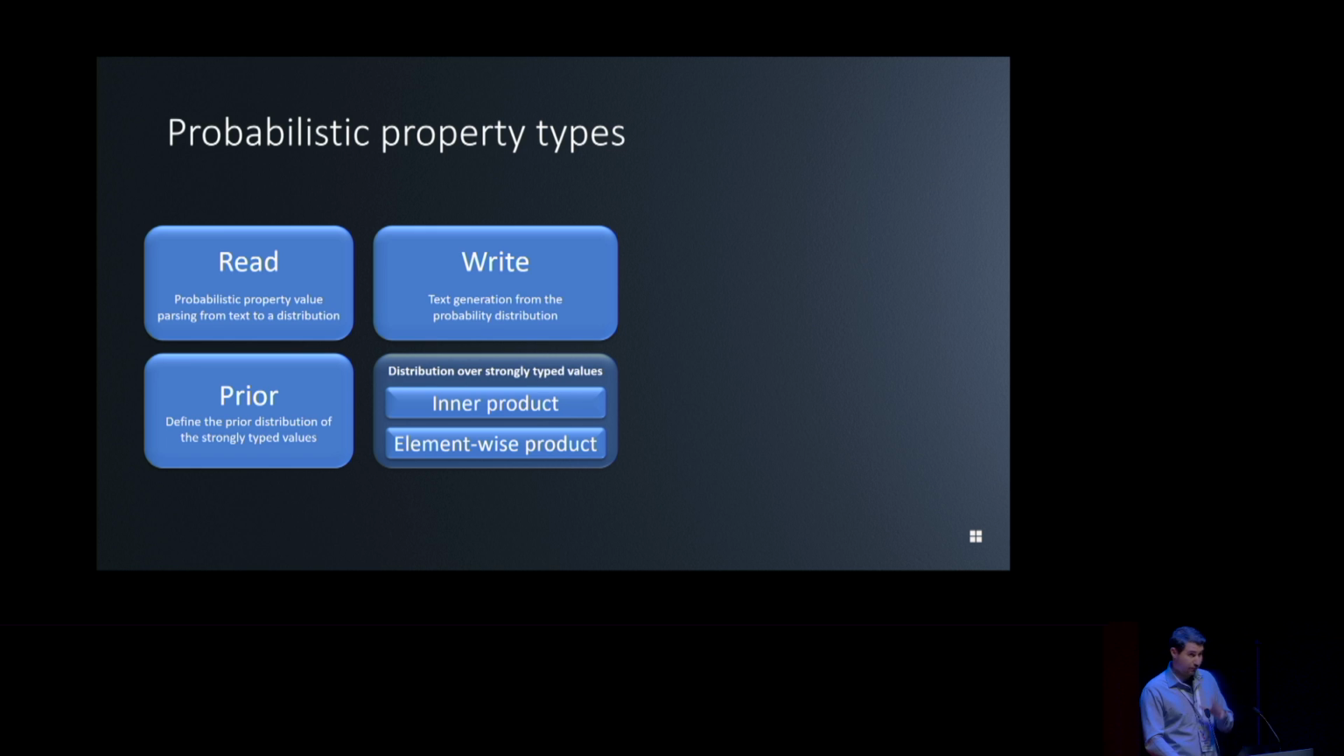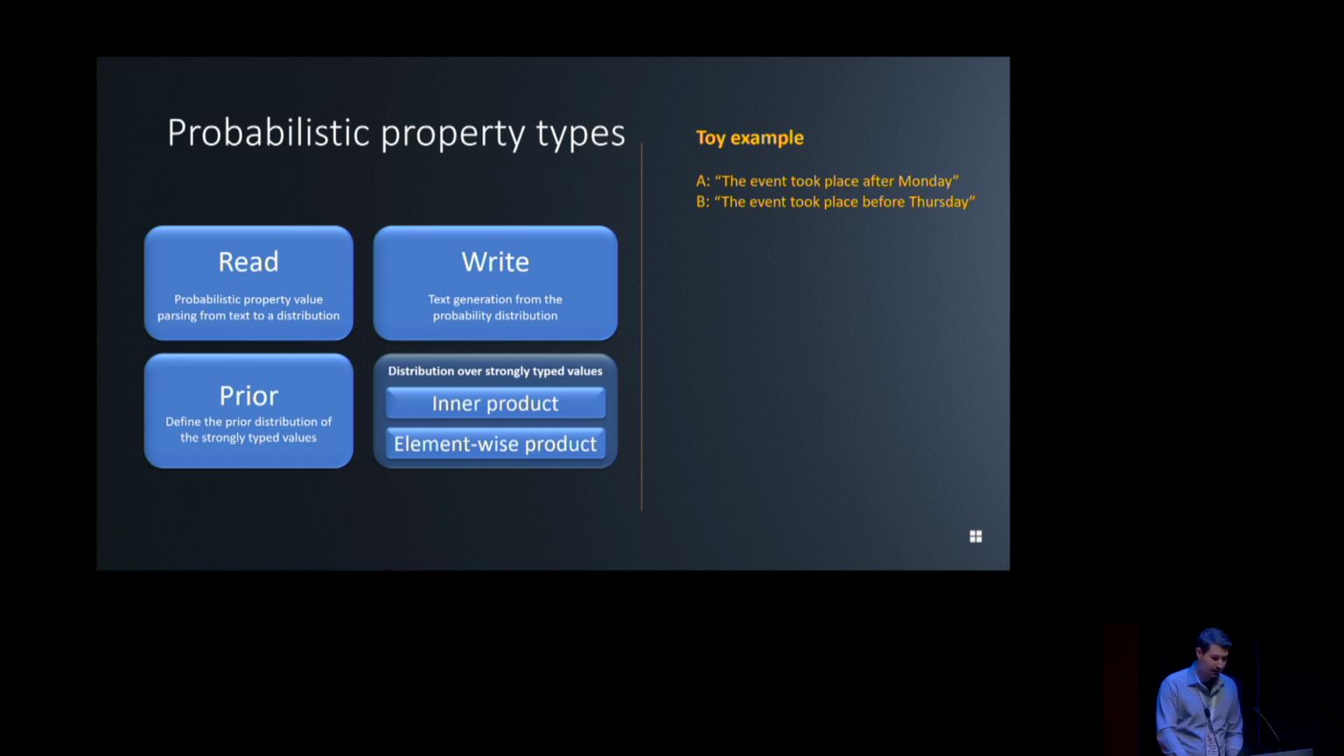Then it has to know how to write itself, because we'll have to display these things. It has to define a prior distribution over the range of values it supports, and it has to be able to provide an actual distribution. When it reads itself into a distribution, it has to support these 2 operations on this distribution, which are inner product and product. Okay. So I'll give a quick example here. This will be a toy example because real examples don't exactly fit on one slide, but this will translate to very many probabilistic property types.